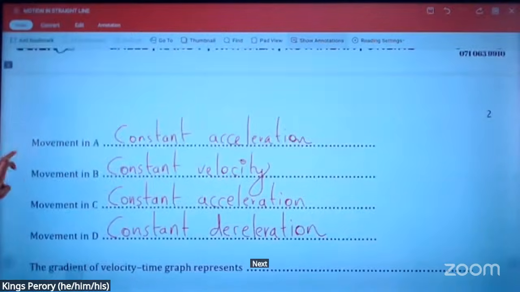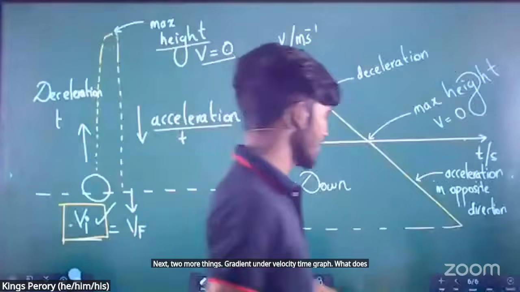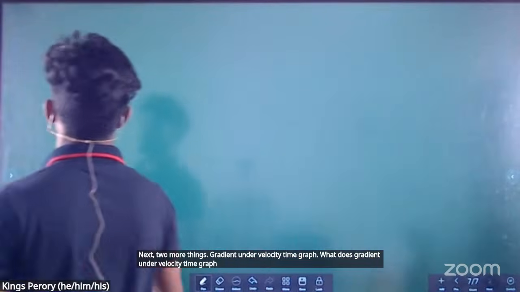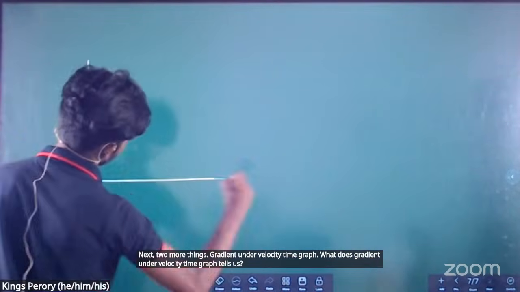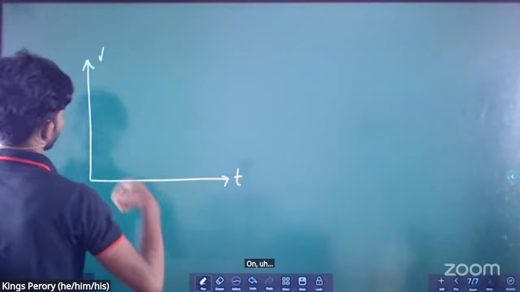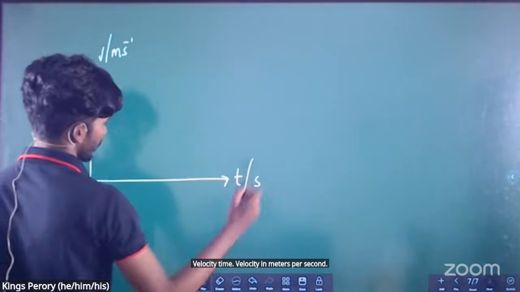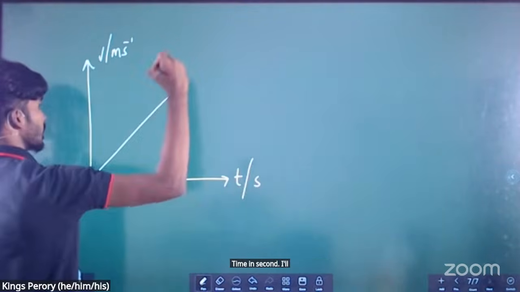Next, two more things. Gradient under velocity time graph. What does the gradient under a velocity time graph tell us? On the velocity time graph, velocity is in meters per second and time is in seconds. I'll take a graph like this.